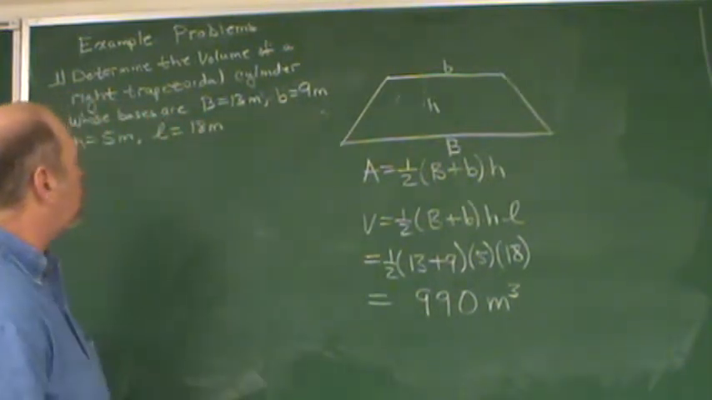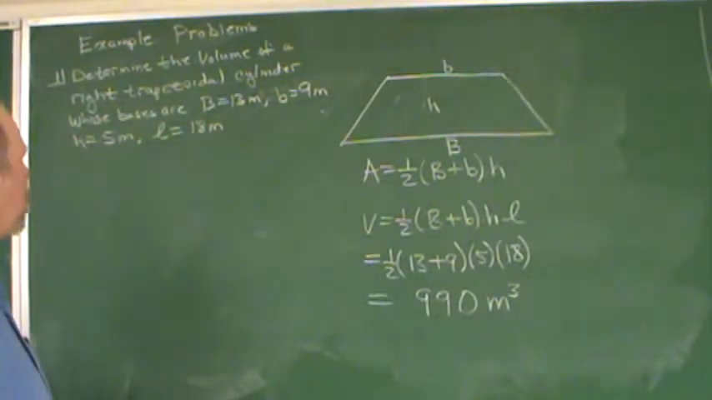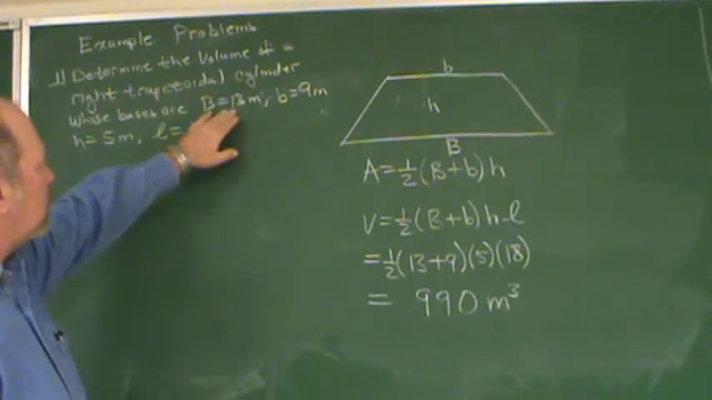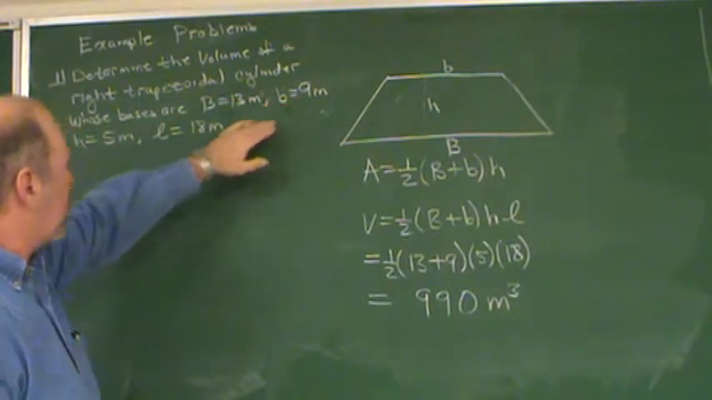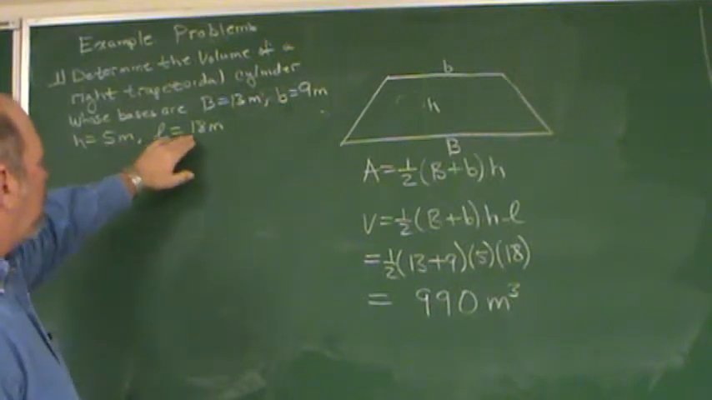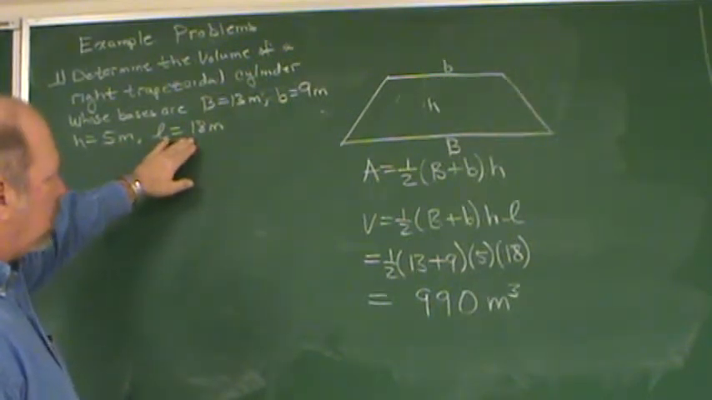Now, the problem is: determine the volume of a right trapezoidal cylinder whose bases are capital B is 13, little b is 9, H is 5, and our length is 18 meters.